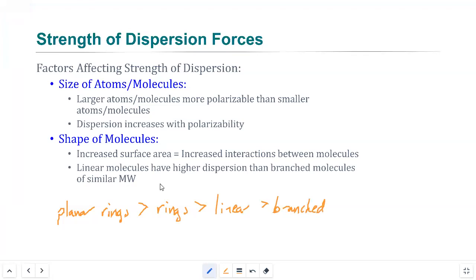Now, this plays out primarily with organic materials more than anything else because that's where those shapes tend to be the most important. But you're going to see a lot of examples of organic materials in that skill builder you're doing later this week.